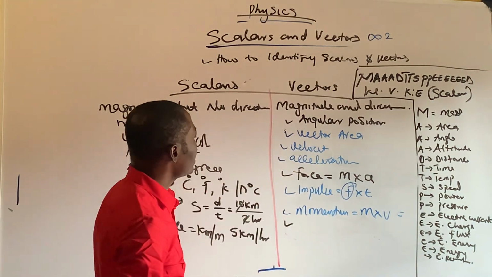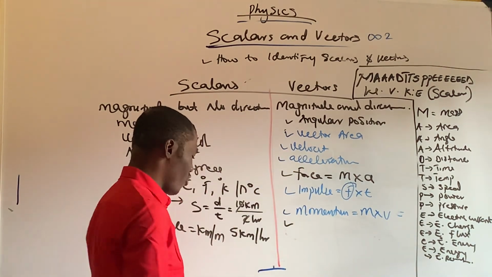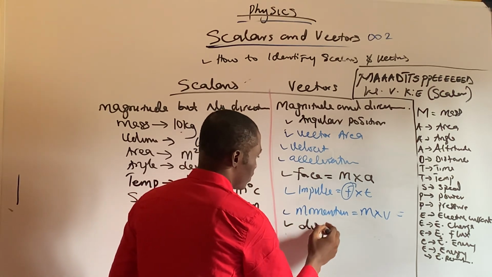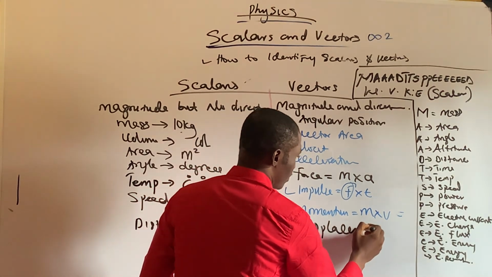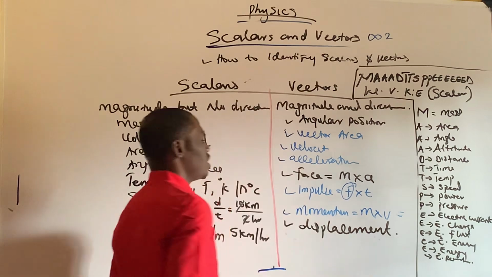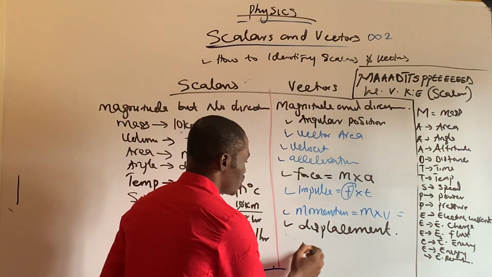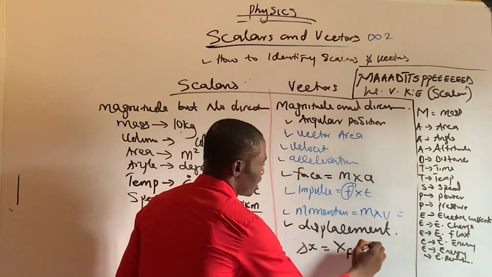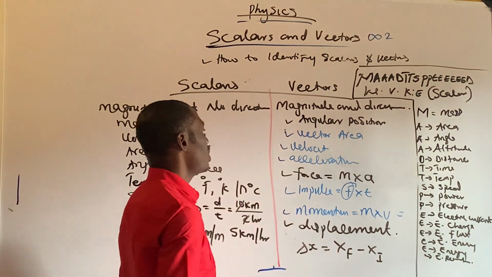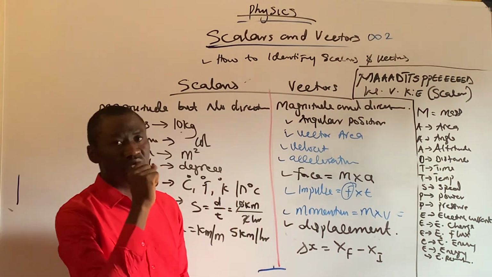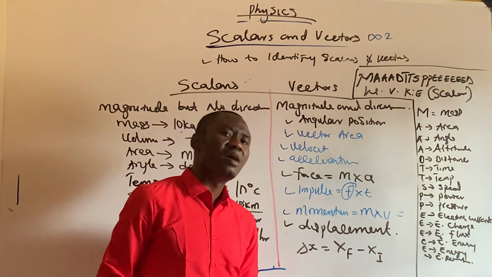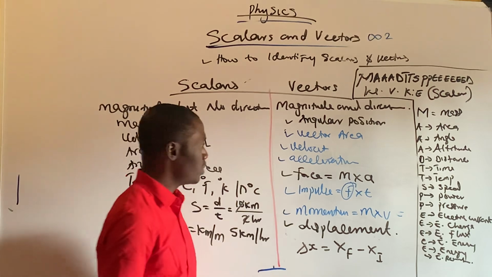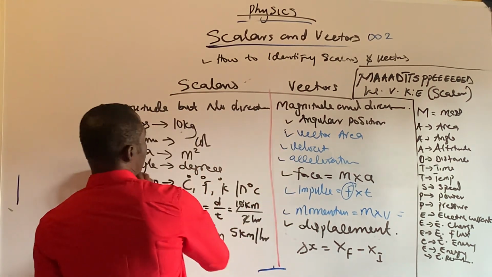All right, now in this class, let's add more vectors here. So displacement is also a vector. Displacement is the change in x, which is x final minus x initial. So you can be able to differentiate a vector and a scalar using this medium. All right, let's ask ourselves some questions.